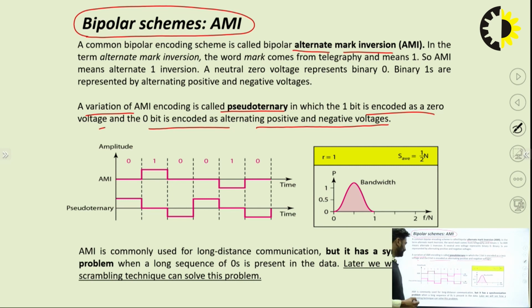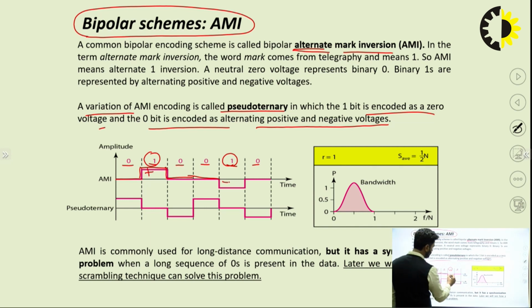Now see in this example, the data given is 0, 1, 0, 0, 1, 0. Now 0 will be represented as a 0 voltage, and 1 will be represented as a positive voltage. Again 0 comes, it will be represented as a 0, next is 0, and now next is 1. Here for alternate mark inversion, whenever a 1 comes, the last 1 had positive polarity. Now we will invert the polarity, so it will become negative, right? And for the 0, it is again 0.